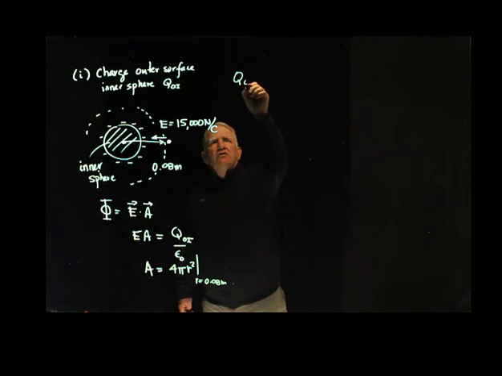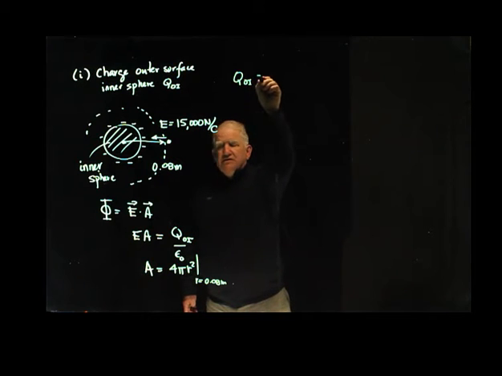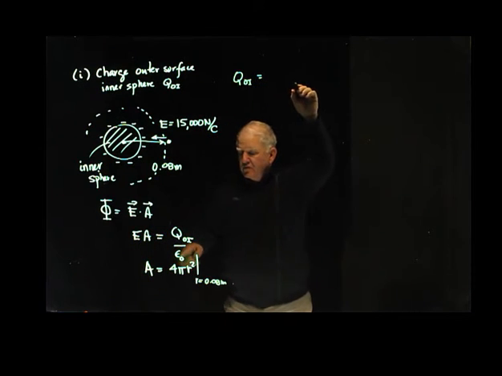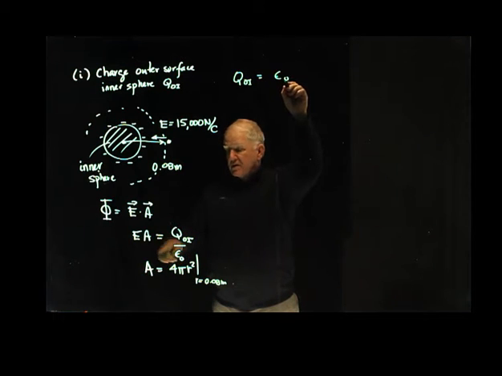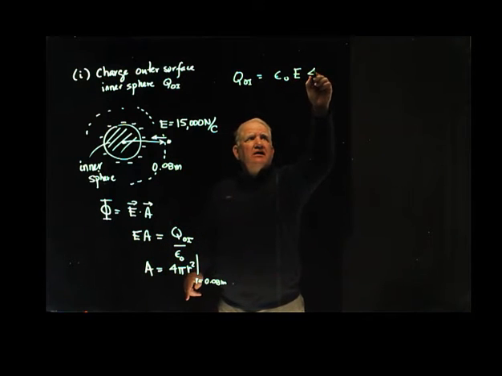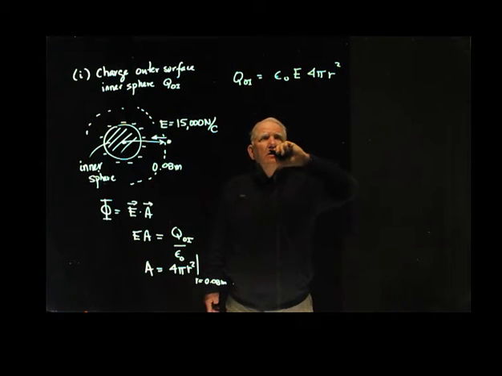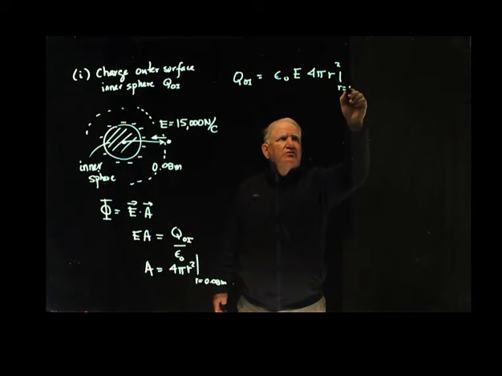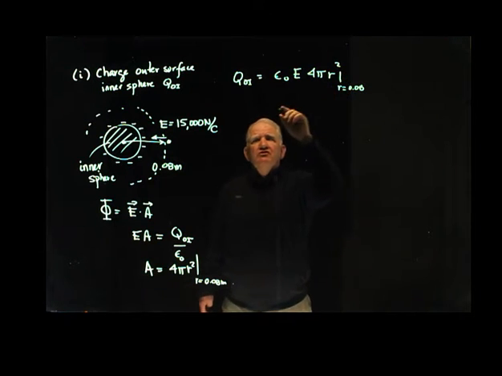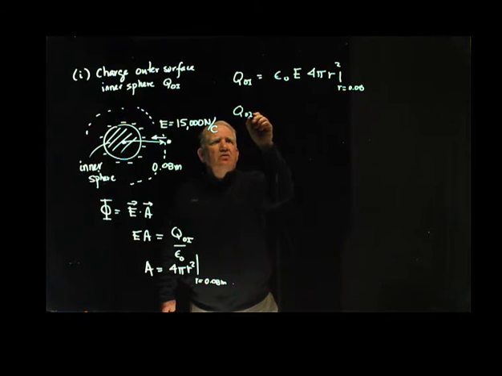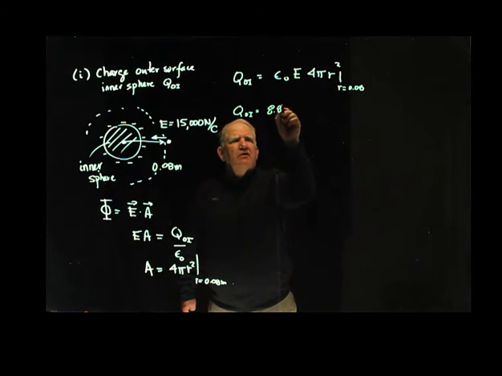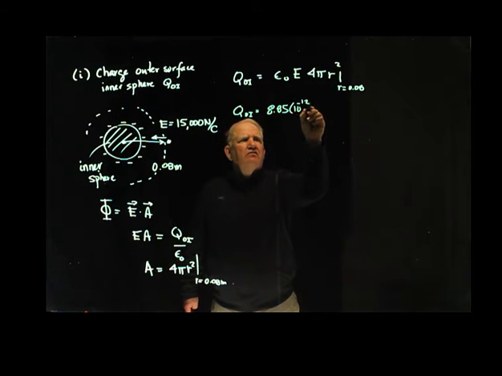Here we go. Q_0I is equal to, moving the permittivity of free space up here, it's E times A, and I'll leave it like this, 4 pi r squared, for the case where, in this case, r is equal to 0.08. So let's put the numbers in very quickly, and we'll get Q_0I is equal to 8.85 times 10 to the minus 12. I always forget the units, or the way the units go on this. We want to end up with charges here.